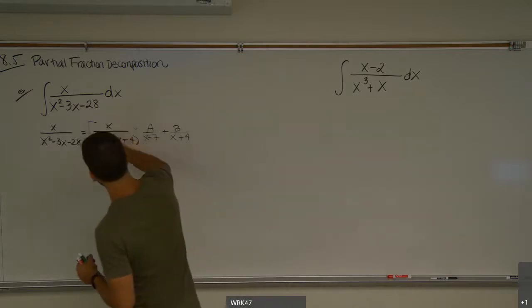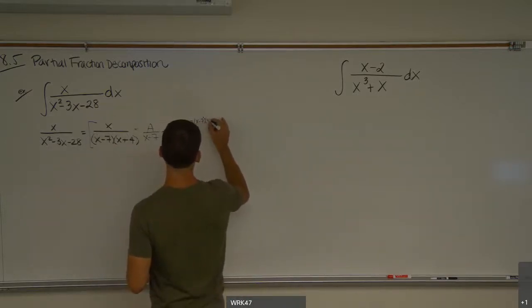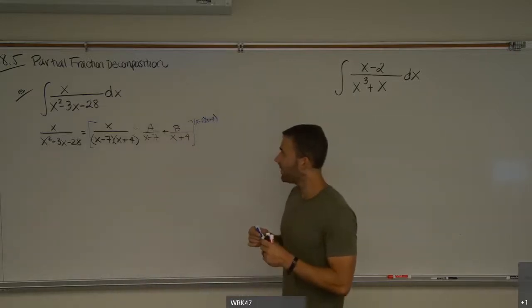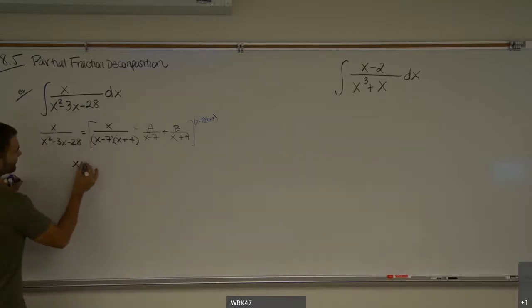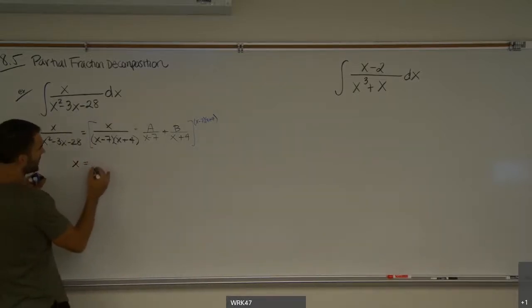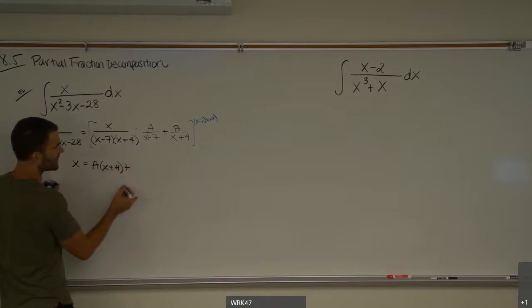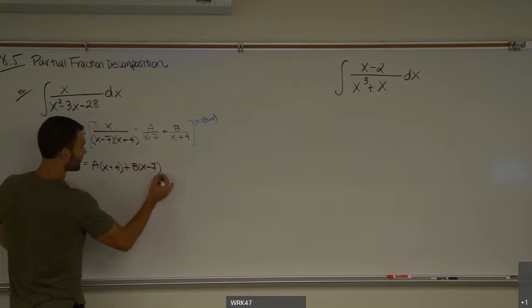And so just like we did in the last video, we'll clear our fractions. Multiply through by my factored form of the denominator, leaving me then on the left-hand side with only my numerator, x. On the right-hand side, in the first term, the x minus 7's cancel, leaving me with just x plus 4 times a. And in the second term, the x plus 4's cancel, leaving me with b times x minus 7.